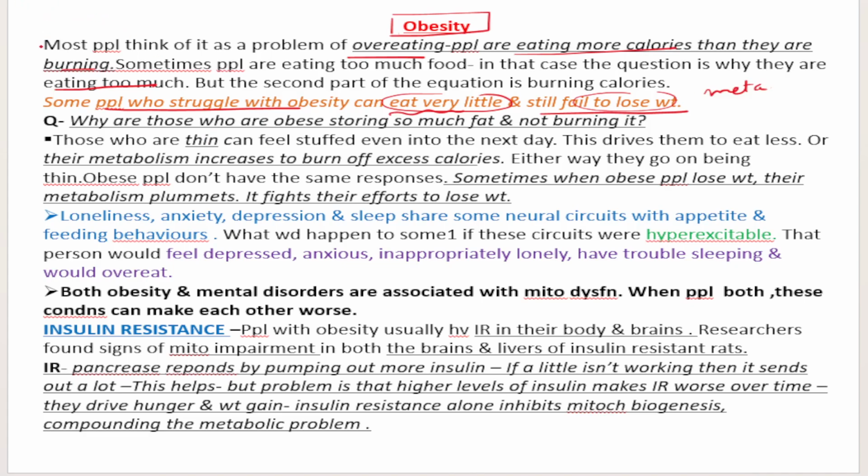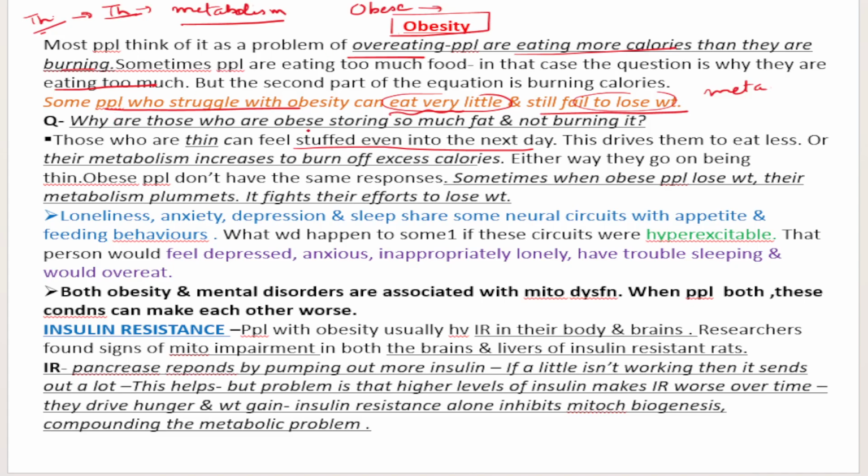Now the author gives an example of Thanksgiving. On Thanksgiving, people naturally consume a lot. Now thin people may feel stuffed even to the next day, because they may have a very good metabolism, their body is burning calories very fast. So weight gain does not occur in these people. But in case of obese people, the metabolism is slow. So even if they eat very little, it may accumulate in their body and add to their obesity.